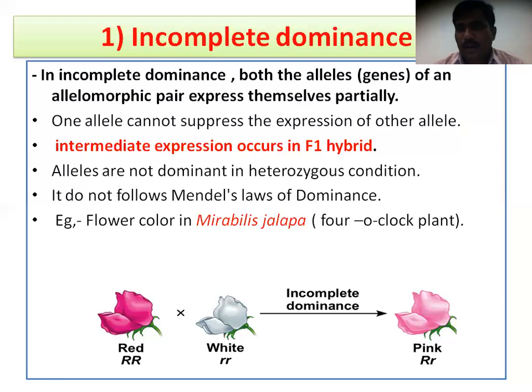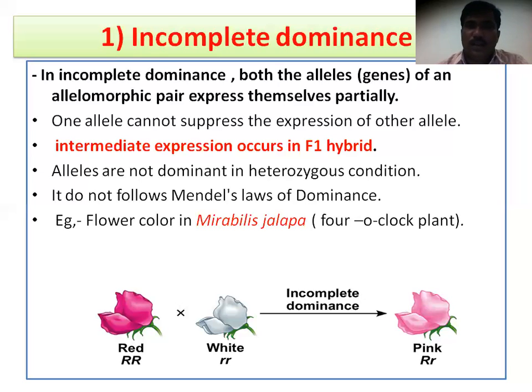Here capital R and capital R form gametes, and when these two plants are crossed, the F1 is formed, that is capital R and small r. Here these two genes express partially. Here neither gene is recessive or dominant. So the alleles are not dominant in a heterozygous condition. According to Mendel, one allele is dominant in a heterozygous condition and the other is recessive. So this concept, incomplete dominancy, does not follow Mendel's law of dominance.